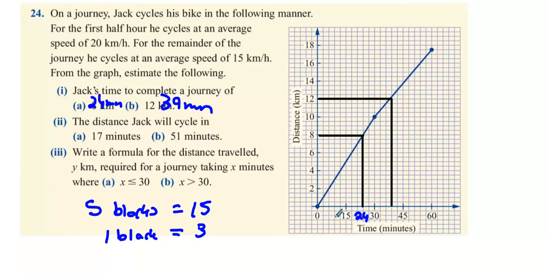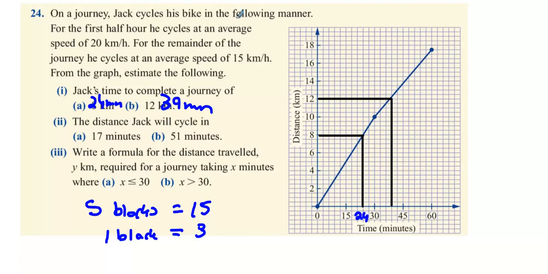Do we have to use the graph? We can do it two ways. Do you know when the Junior Cert exam says use the graph? Do you know what I do? I use my calculator anyway, and then just match the answer up to the graph. So I'll give you an example.